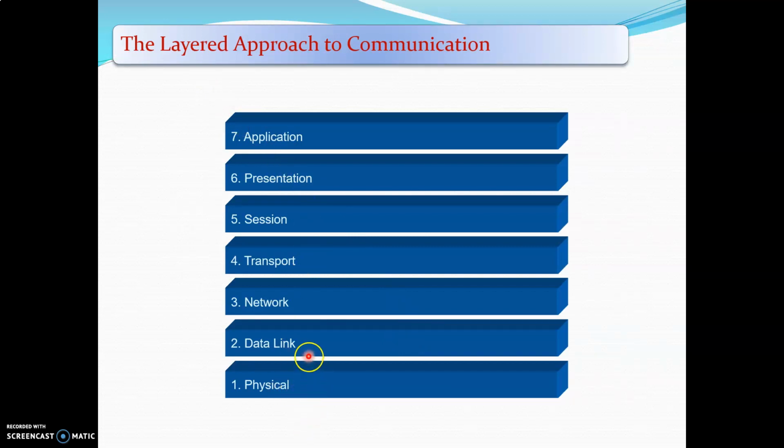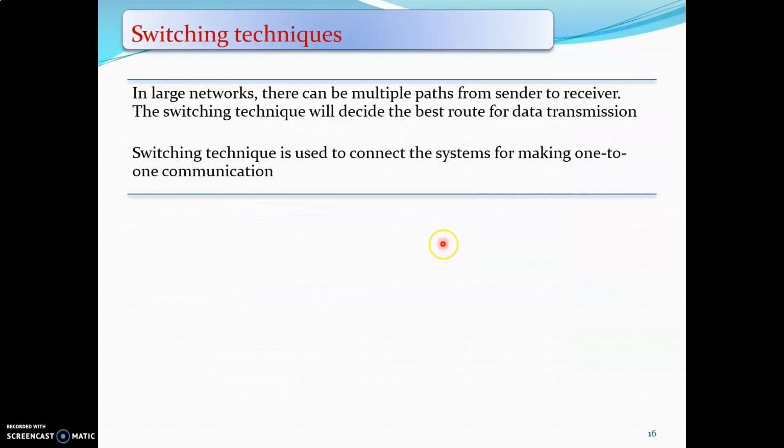The first layer is the physical layer, the second the data link, third is the network layer, fourth is the transport layer, fifth one is the session layer, sixth one is the presentation layer, seventh one is the application layer.